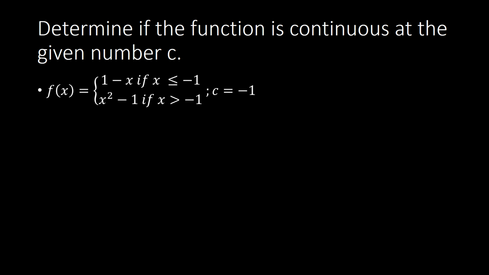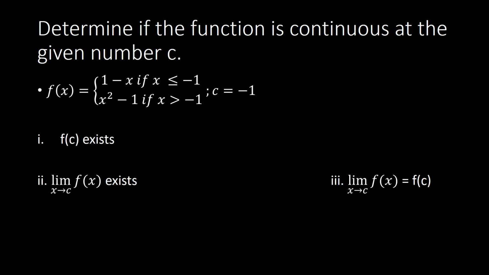For this piecewise function, f of x is equal to 1 minus x if x is less than or equal to negative 1, and x squared minus 1 if x is greater than negative 1. We are to check the continuity at c equal to negative 1. So let's check the different conditions. Let's start with f of c.